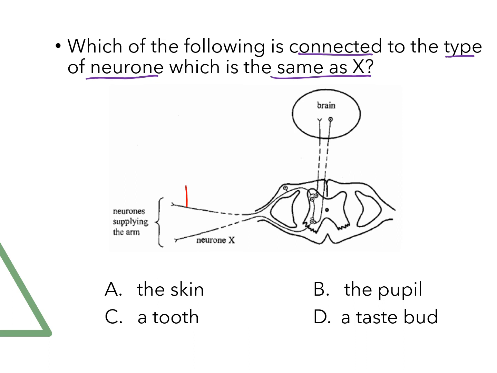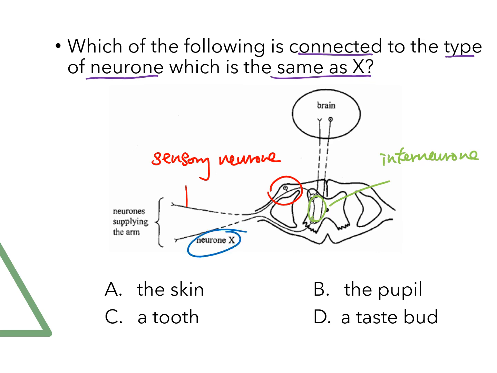For the neuron at the top, it is the sensory neuron. Why? Because it has the cell body on the side of the sensory neurons. And in the spinal cord, you can see the interneuron. And then the last one, the neuron at the lower side, it must be the motor neuron. So what is connected to the motor neurons? It could be two things.